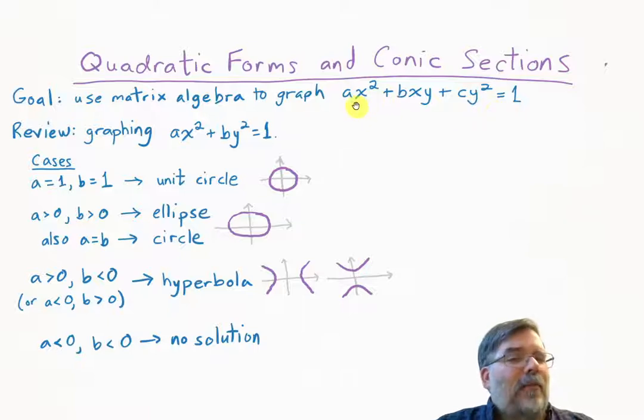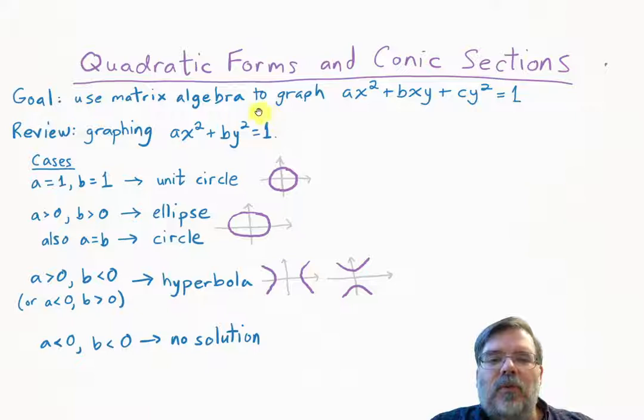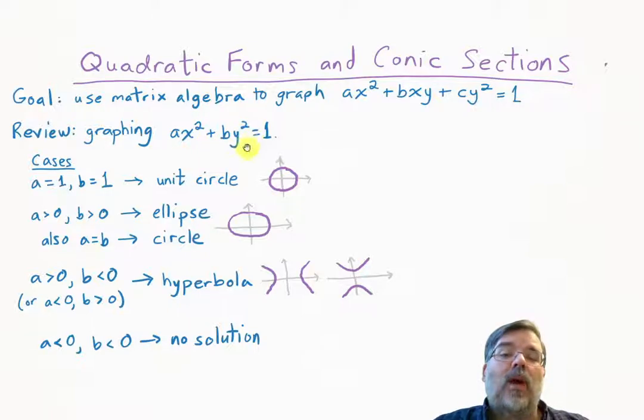It might kind of remind you of a parabola with that x squared term in there, but the presence of the y squared term indicates it might be more like a circle. But then we have this bxy term, which makes things a little bit interesting, as we'll see. But before we get ahead of ourselves, let's review graphing quadratic equations that look like this: Ax squared plus by squared equals 1. So in this case, there's no xy term.